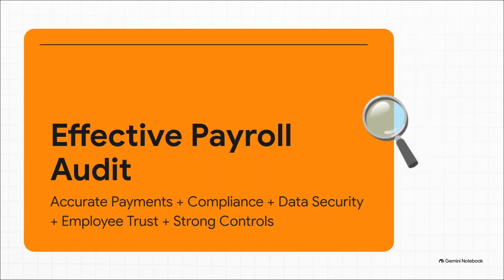And this brilliantly illustrates our final concept, the ultimate formula for success. Effective payroll audit equals accurate payments, plus compliance, plus data security, plus employee trust, plus strong controls. As you consider this formula, I want to leave you with one final thought. Is your organization actively upholding all 5 of these pillars to guarantee absolute integrity? I truly hope this explainer has equipped you with the exact knowledge to answer that question.